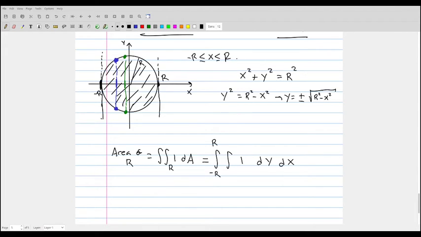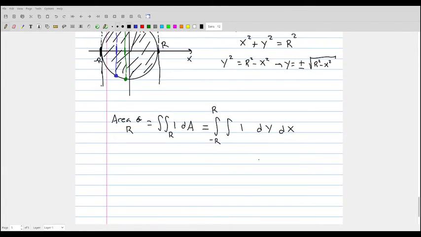So for x between negative r and r, y is between positive the square root of r squared minus x squared and negative the square root of r squared minus x squared. And so our boundary for y here is going to be negative square root of r squared minus x squared to positive square root of r squared minus x squared.